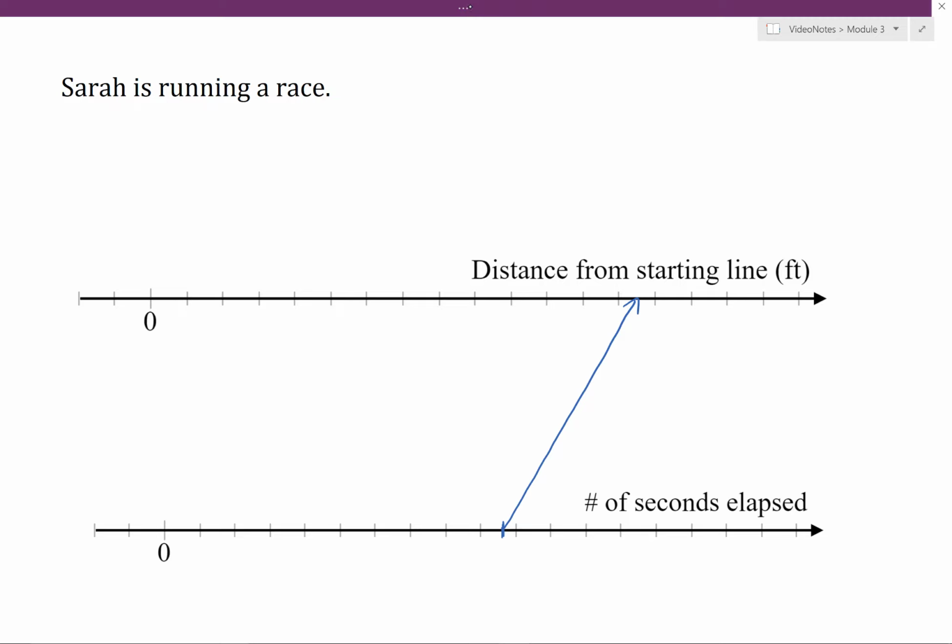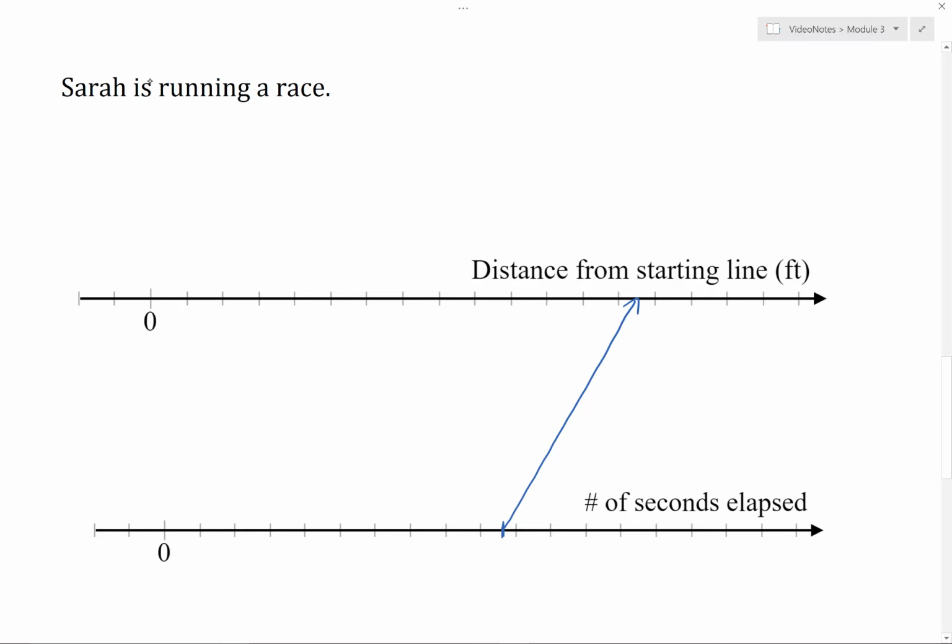Now again, this is because there's no way for us to pick a value of the number of seconds elapsed and map this to two different distances from the starting line. This would mean that Sarah's in two different places at the same exact moment, which clearly doesn't make sense. So we can't imagine this happening. Any value of the time elapsed produces exactly one distance from the starting line, and this is necessary for the distance from the starting line to be a function of the number of seconds elapsed.